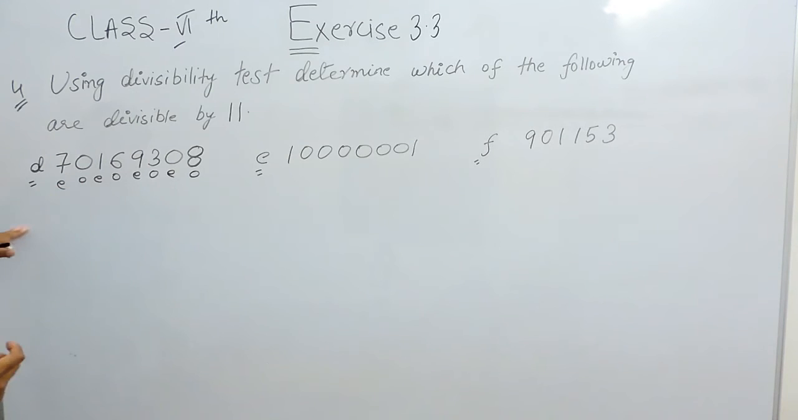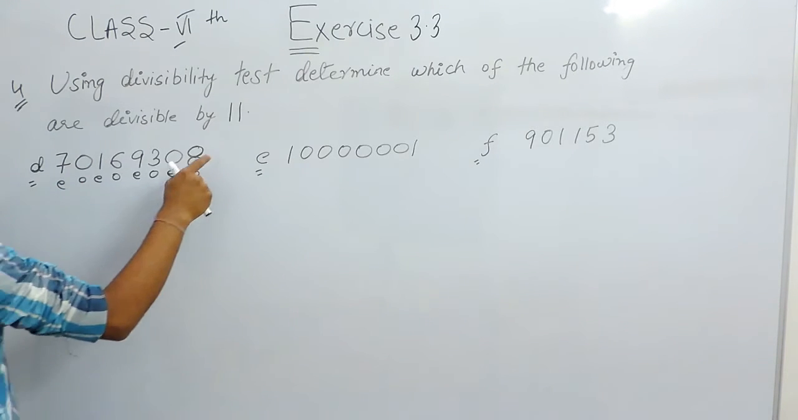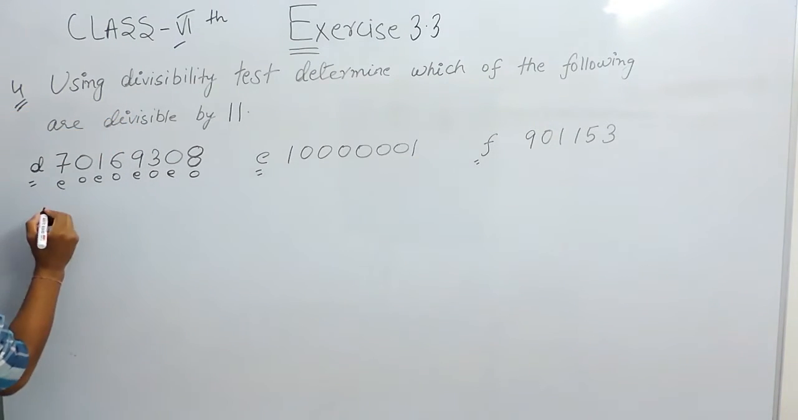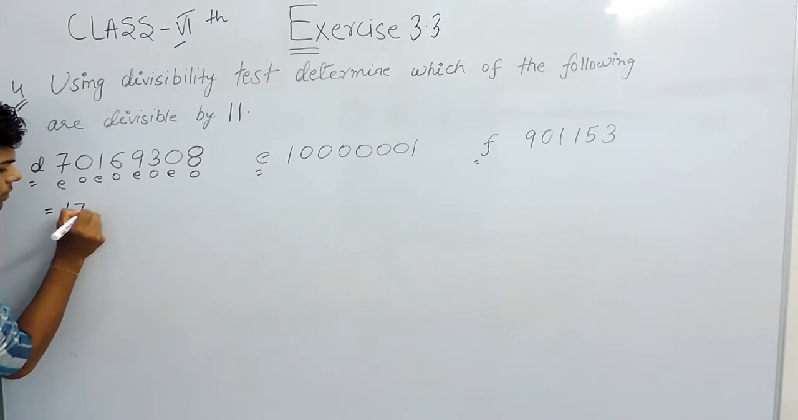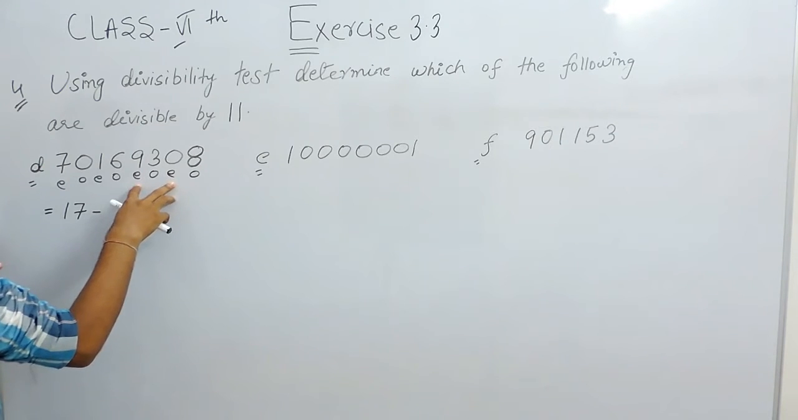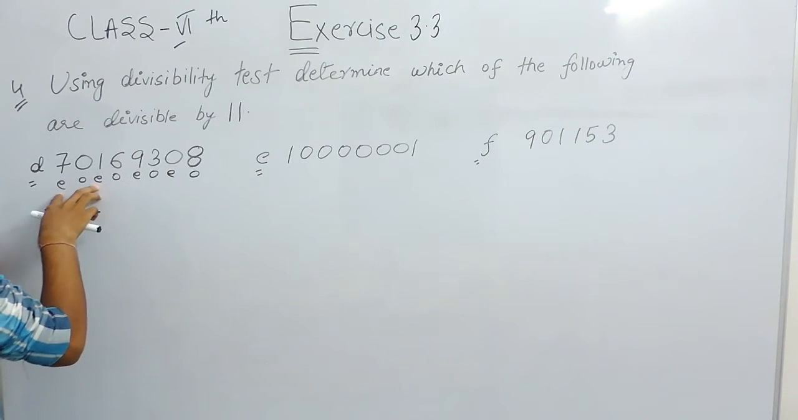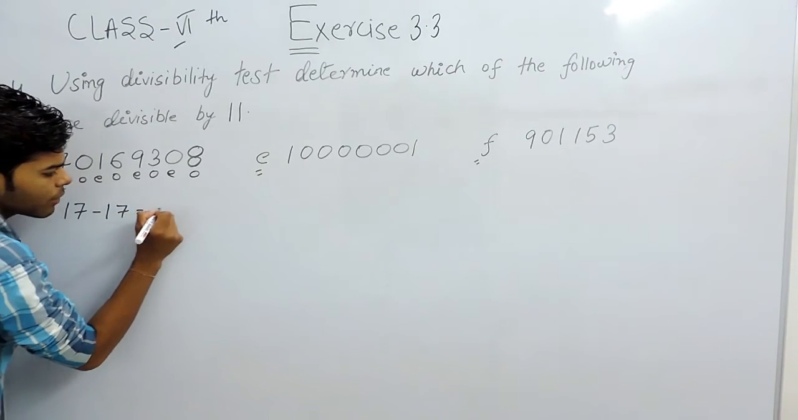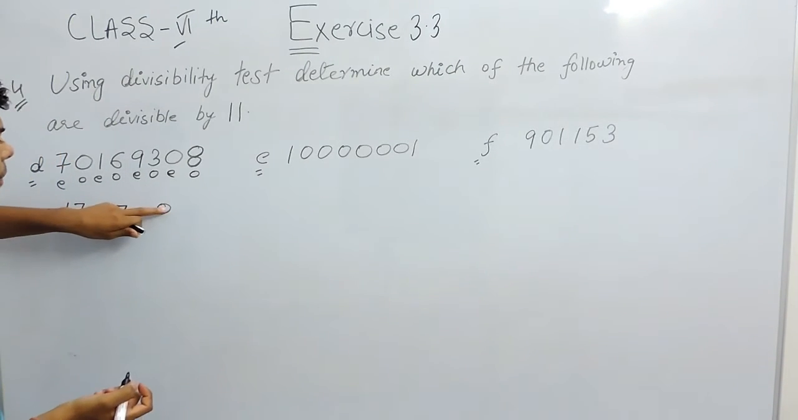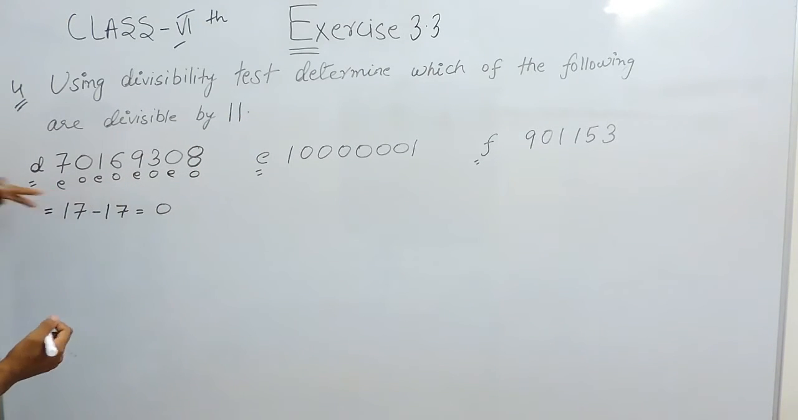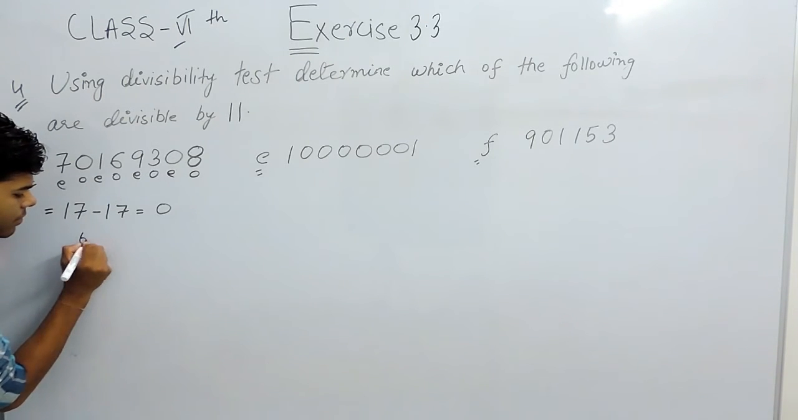So first we'll sum the digits of odd places, that is 8 plus 3, 11 plus 6, 17 plus 0, that will be 17 only, minus the sum of digits at even places. 0 plus 9 is 9, 9 plus 1 is 10 and 10 plus 7 is 17. So that will be 0. 0 is the multiple of 11. 0 multiplied with 11 is 0. So this complete figure will be divided by 11.